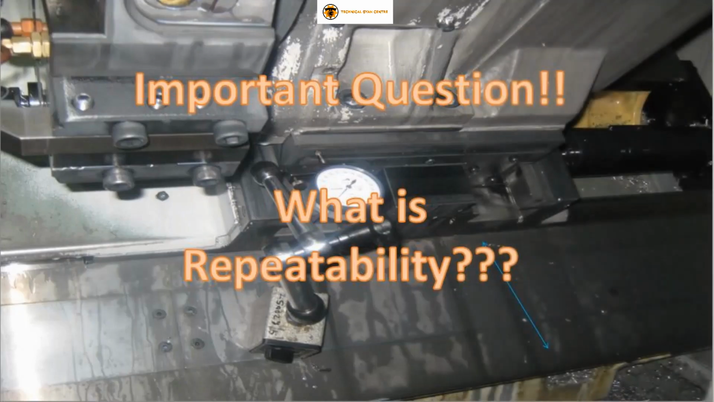Before we start, guys, what is actually repeatability? Repeatability is basically the axis drive mechanism's ability to return to the same position multiple times under identical conditions. That means you will get the exact same readings multiple times when you move the axis from one position to another and again back to the same position.